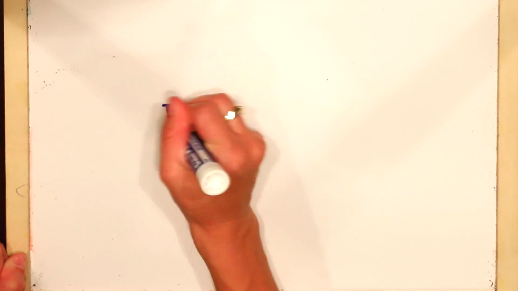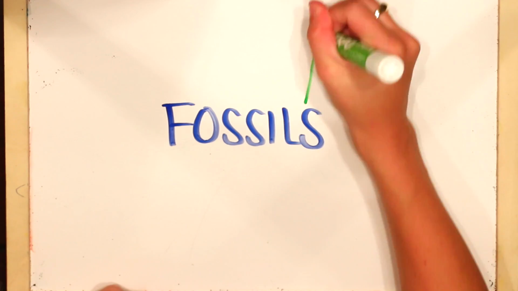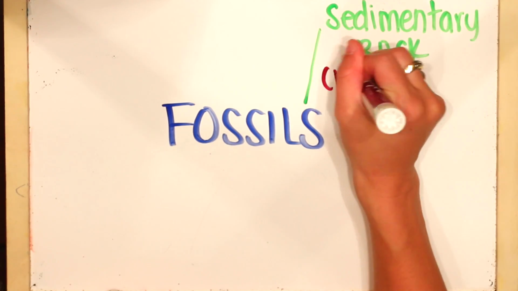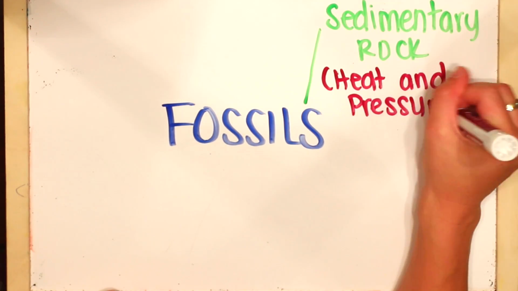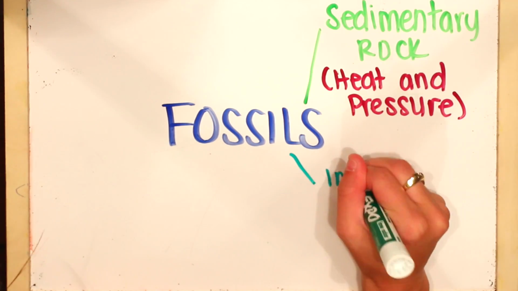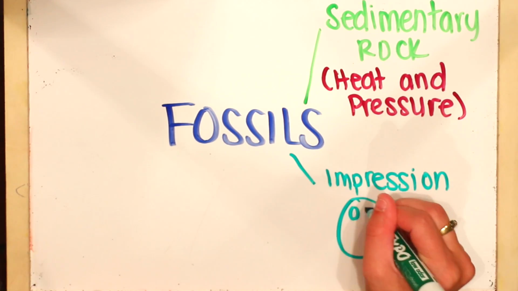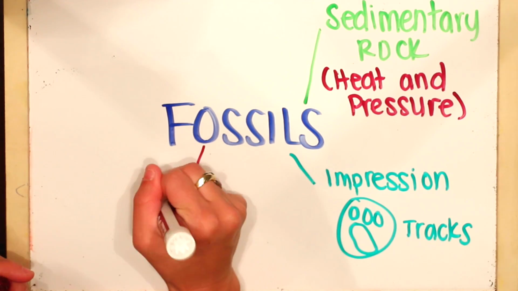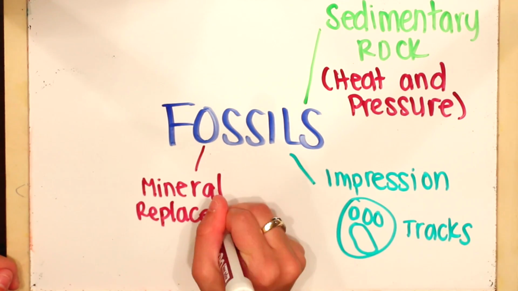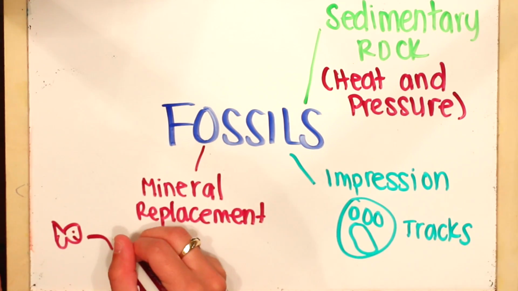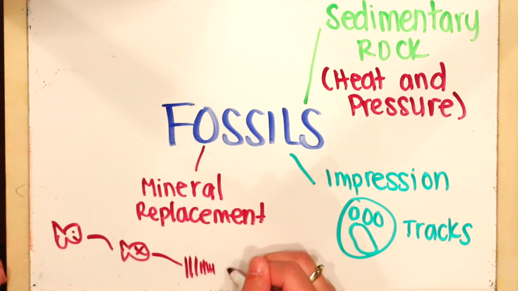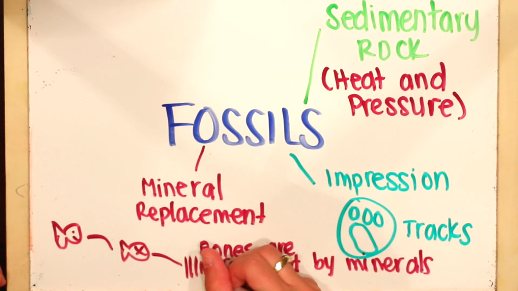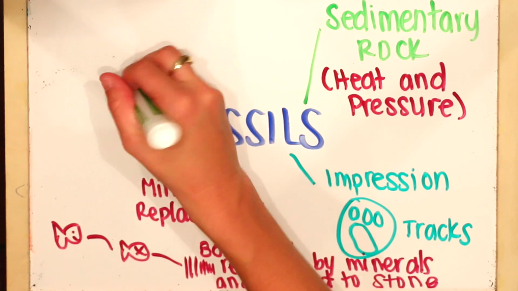So just a quick recap on fossils. Fossils are found in sedimentary rock through heat and pressure and over time. Okay, the first one we talked about was an impression, leaving a footprint behind. It hardens and turns to stone. The next one was mineral replacement, taking that fish bone: minerals come in and replace those bones with minerals, and it becomes hard and turns into stone.